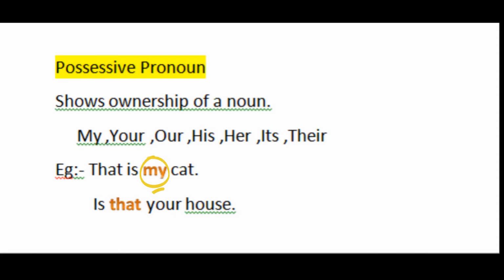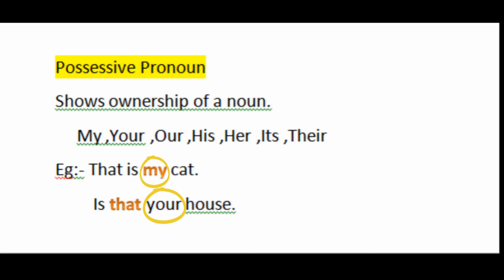Possessive pronoun. This type of pronoun shows ownership of a noun. This includes my, your, our, his, her, its, their. For example, that is my cat. Here, my is a possessive pronoun. Is that your house? Here, your is a possessive pronoun.